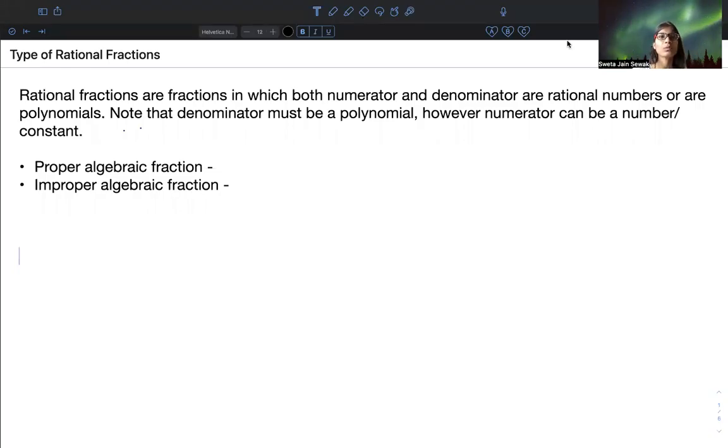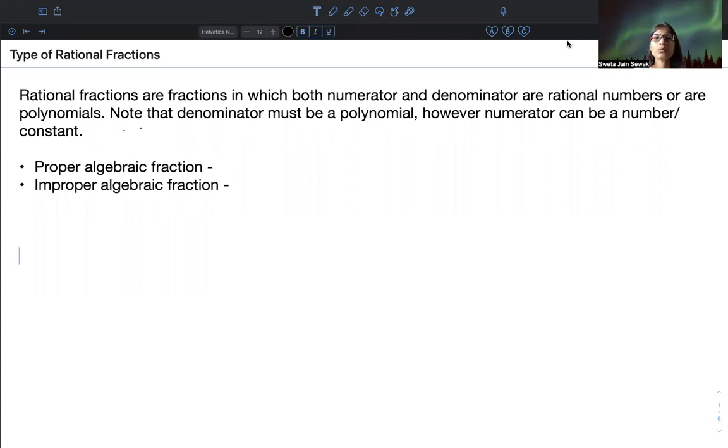So in the previous video, we saw how we combine two fractions into a single fraction, which is a rational fraction. And in this video, we will learn how to decompose a single rational fraction into two or more partial fractions. So let's just recap what rational fractions are.